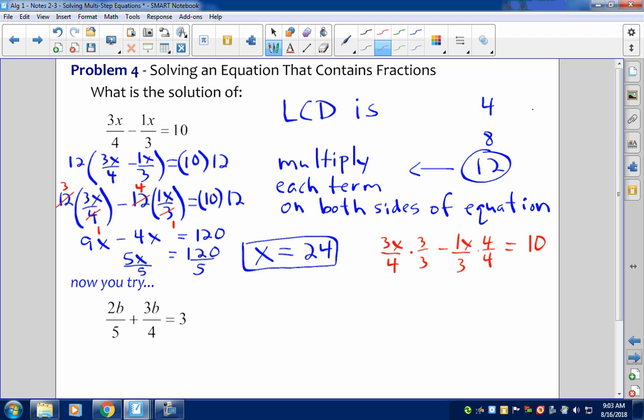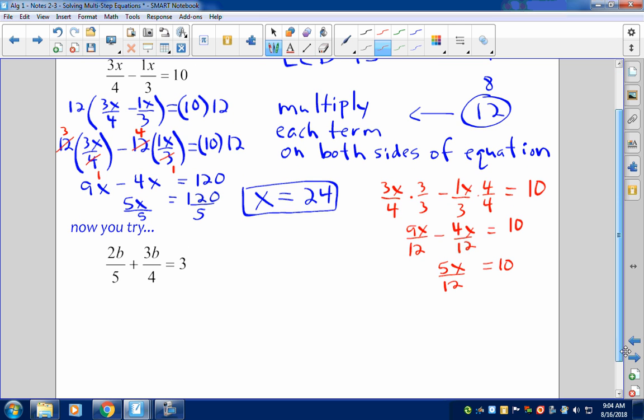So what would happen here is I have 3x times 3 is 9x over 12 minus 4x over 12 equals 10. Since they're both over 12, I can think of this as 5x over 12 equals 10. So I'm just getting a common denominator. And then this is like the problems we did last time, where this is actually the one step. This goes back 2 lessons ago. We figured out a way to handle these fractions in front of the variable, right? With one step. Do you remember what to do?